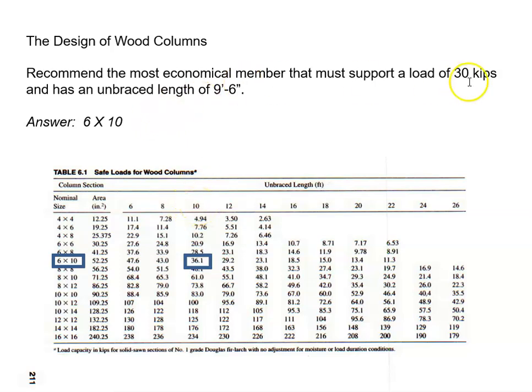And then we have 30 kips. So we located our unbraced length, and we are looking for 30 kips. So we will come down. 28.5 does not cut it, so 36.1 kips is the first that satisfies what we're looking for. And then we come across here and we see that the answer is a 6x10 column.